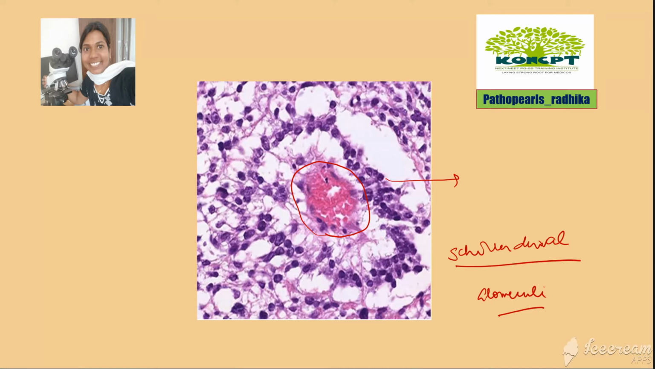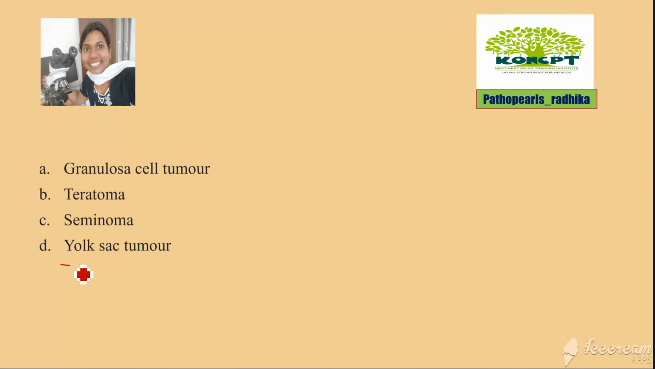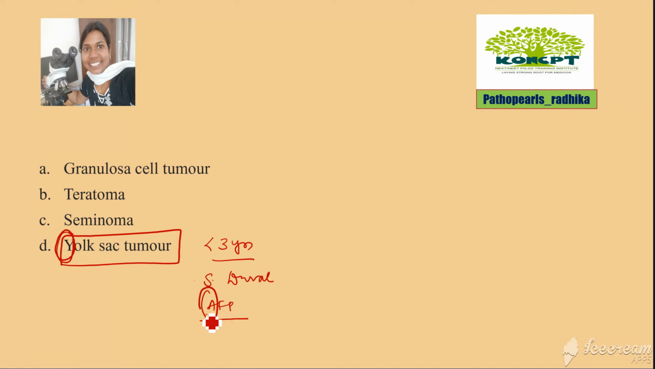So this is seen in case of yolk sac tumor. Remember, yolk sac tumor is a tumor which occurs predominantly in children less than 3 years of age. You can have Schiller-Duval bodies and it can be associated with marked raise in levels of alpha fetoprotein. Remember, Y is the last alphabet, A is the first alphabet. Like that you can remember, a little opposite. So alpha fetoprotein levels can be raised in yolk sac tumor. Yolk sac tumor is a germ cell tumor of the testis.